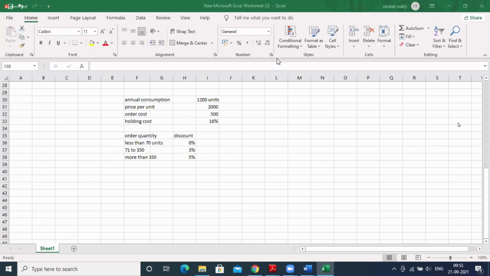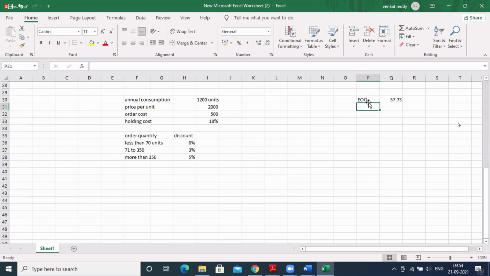Okay. EOQ 57.73. Is it first EOQ or adjusted EOQ now? Okay. Yeah. 57.7. So 57.73 means I believe now it means that you are not going to get any discount, right?